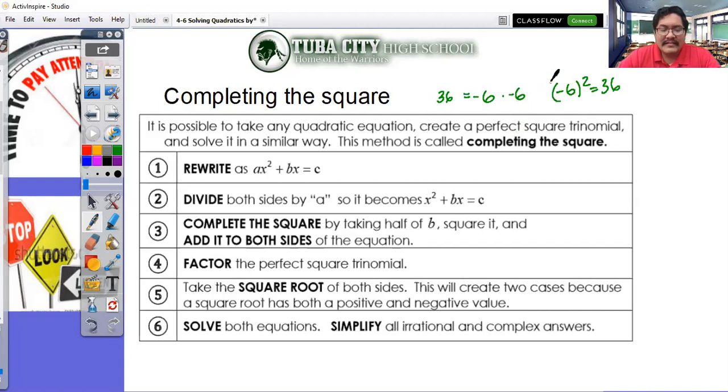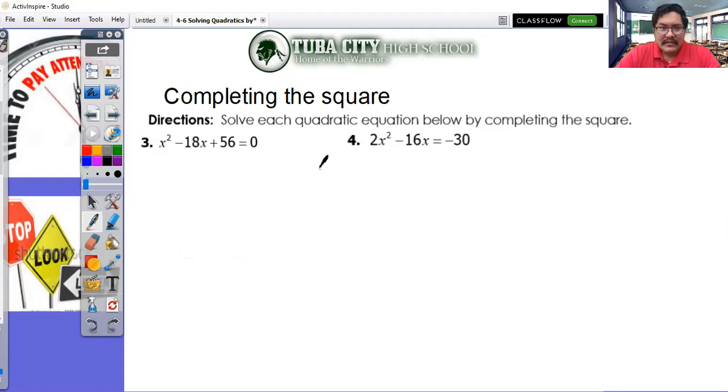All right, so again, it's a lot of steps. Let's see if we can stick to it as close as we can. So completing the square, solve each quadratic equation by completing the square. All right, so first thing we want to do is, just like it says, let's get rid of this 56 here by minusing 56. X squared minus 18x. Now, as I write this, I am going to leave a space here because I am going to have to fill it in with something.